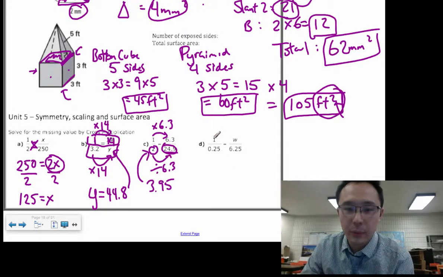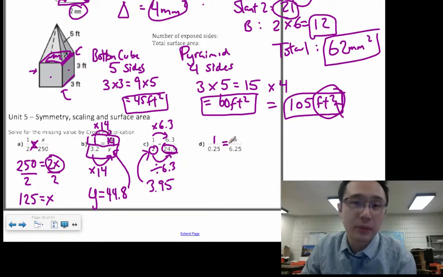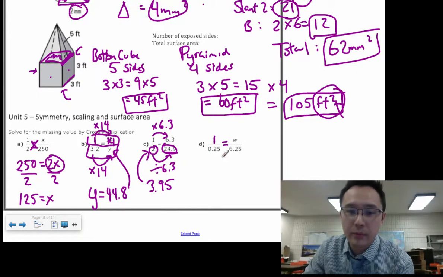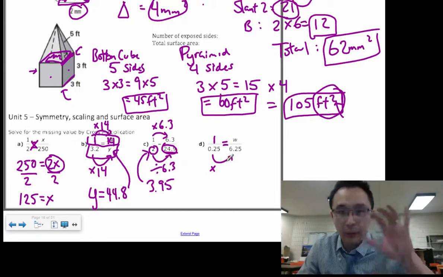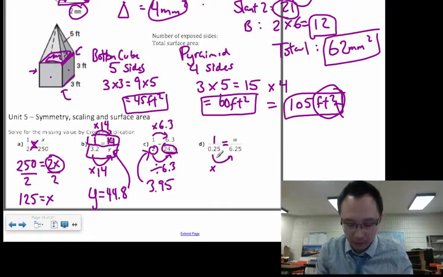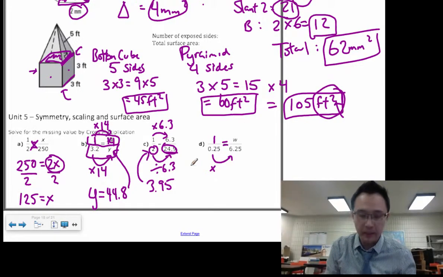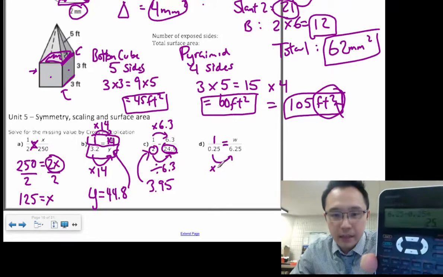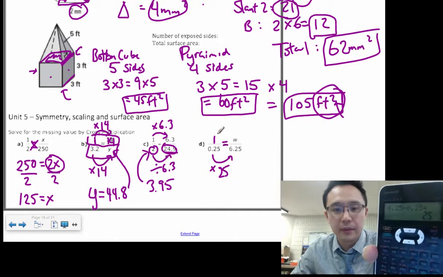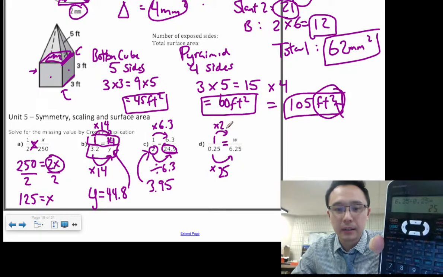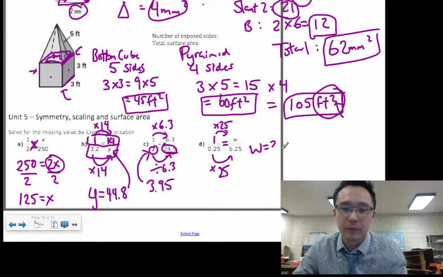So in this one, you can always use cross multiplication, but if you want to use the proportional method, how many times does 0.25 go into 6.25? Multiply by what? Well, I don't know how many times. So to figure out how many times, you actually do the opposite, which is divide. So 6.25 divided by 0.25 is 25. That means if you multiply 0.25 by 25, you'll get 6.25. So the top has to be multiplied by 25 as well. So W is equal to 25.